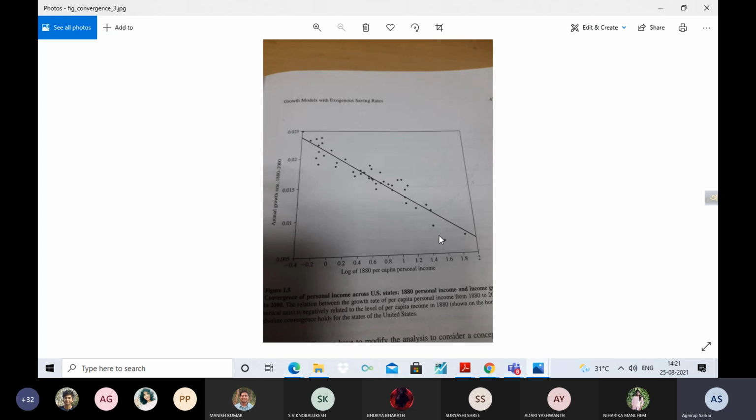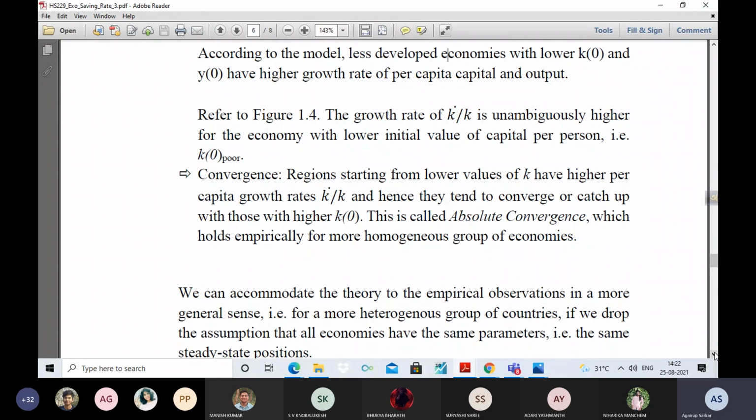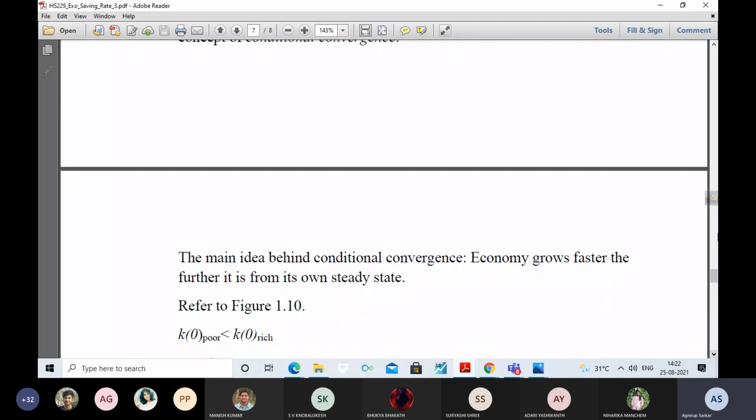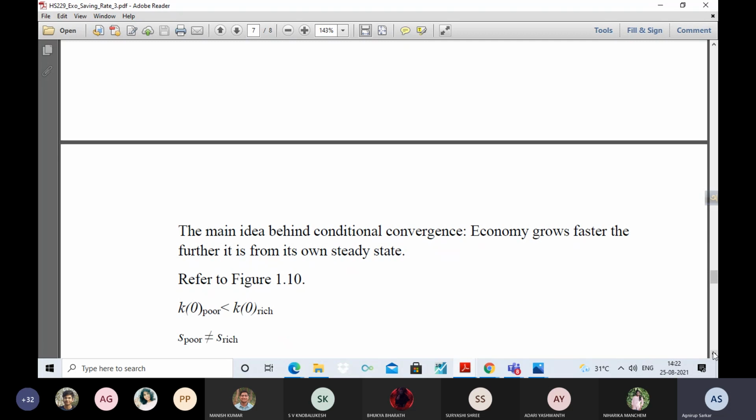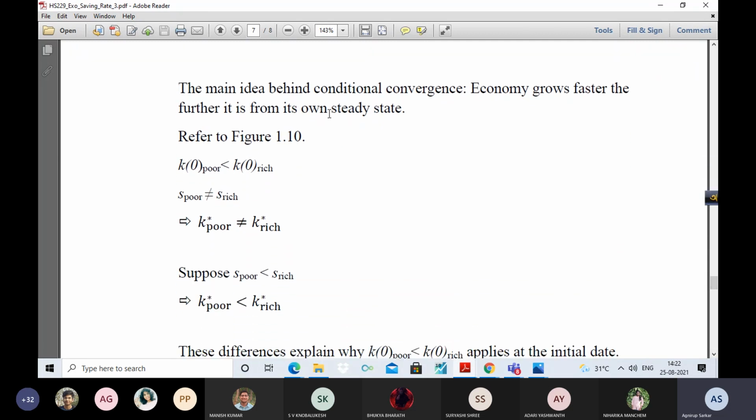So the main idea is that an economy grows faster the farther it is from its own steady state value, right? Everything is relative to its own steady state value. So this is where the concept of conditional convergence comes in, okay? This is the main idea behind conditional convergence. The economy grows faster the farther it is from its own steady state, right?